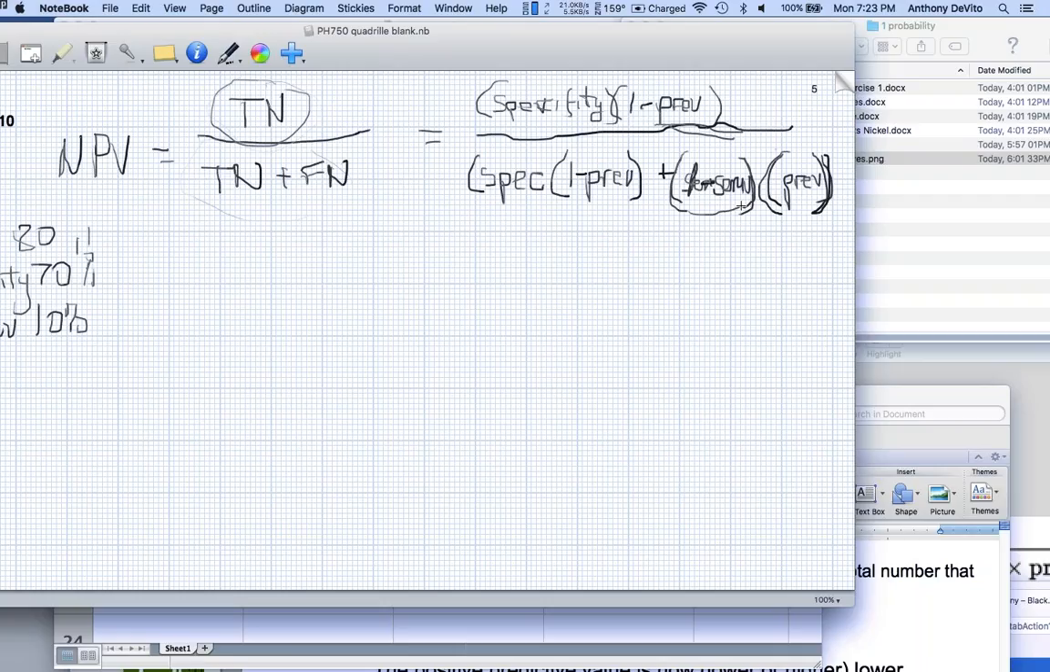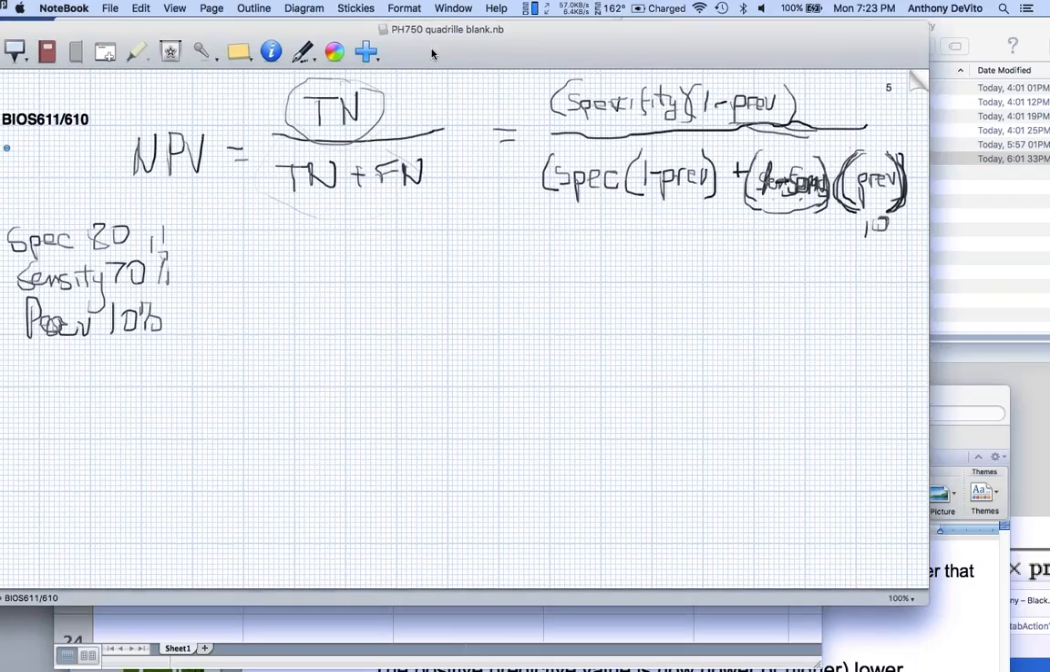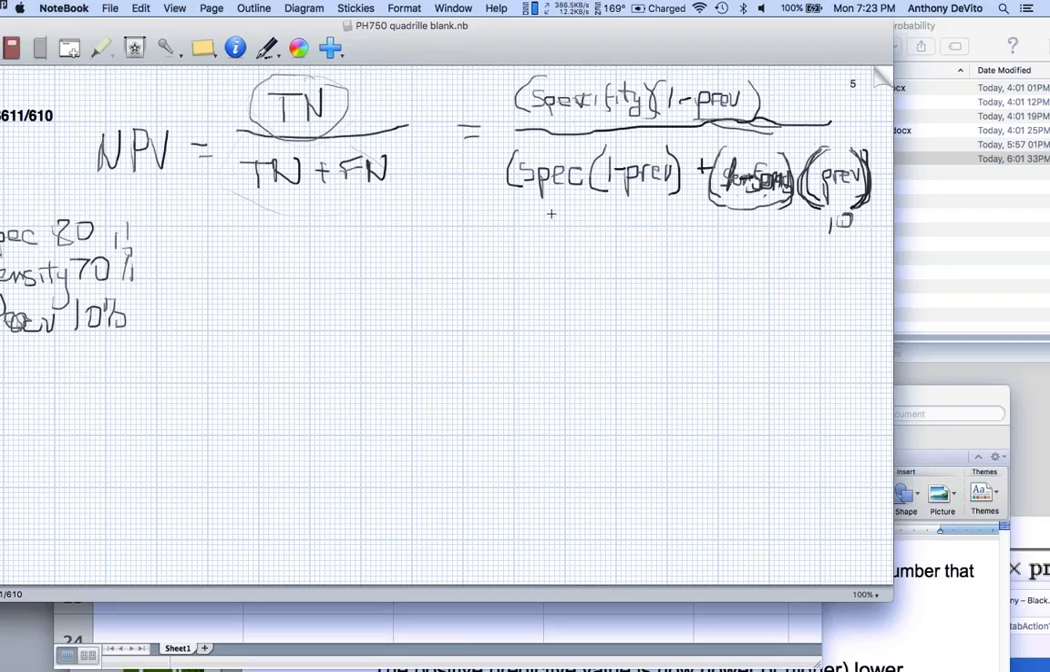So I'm multiplying 1 minus the sensitivity times the prevalence. Does that sound right? The prevalence is 10%, meaning 10% of the people are positive, but 30% of the time we get that wrong because the sensitivity is only 70%. So that's where the 1 minus comes from. So this is the true negatives, and this is the false negatives: people that have the disease that we get wrong because our sensitivity is only 70%. Are you guys happy with that?